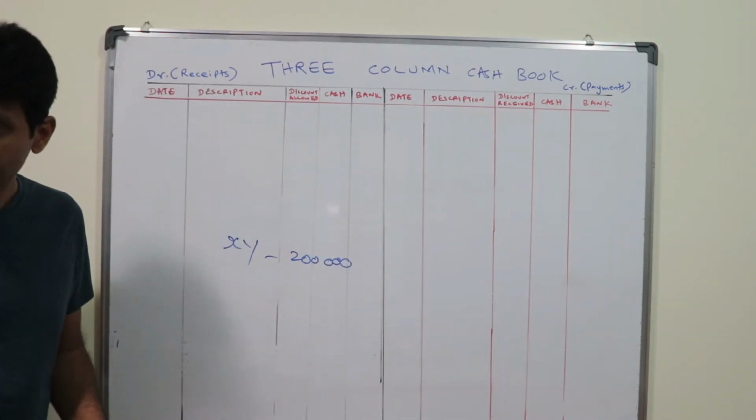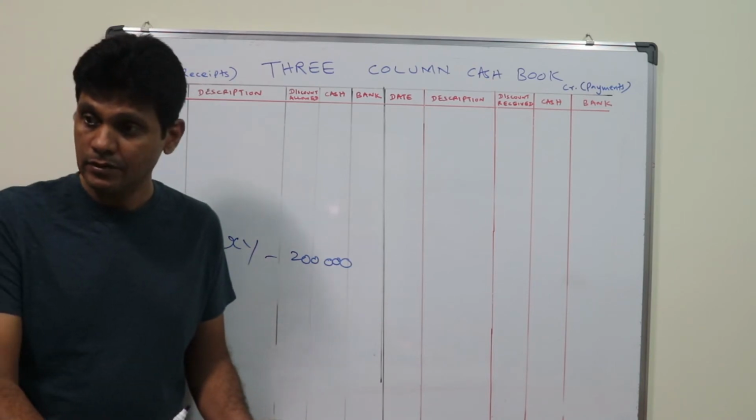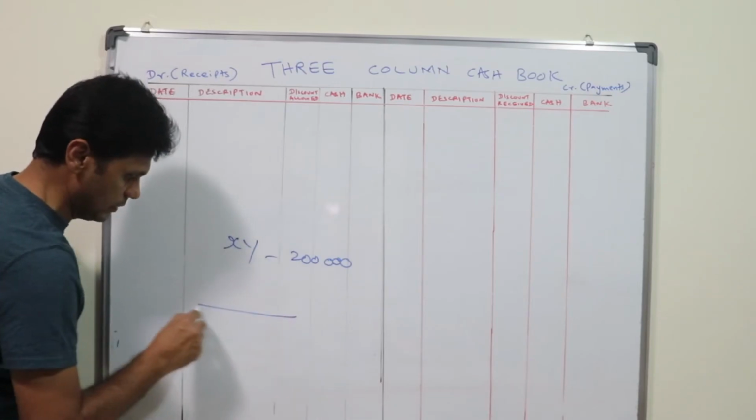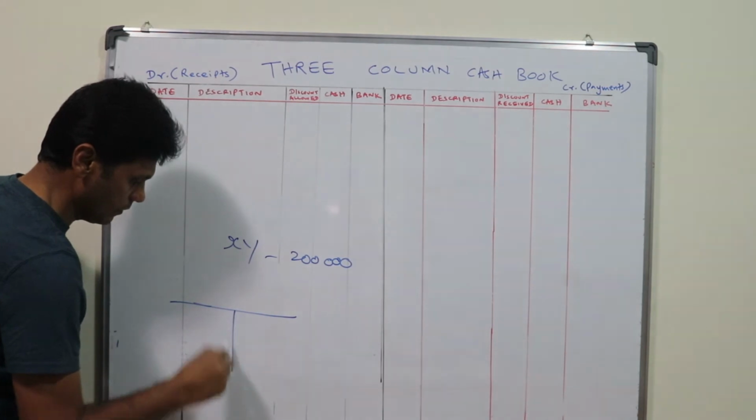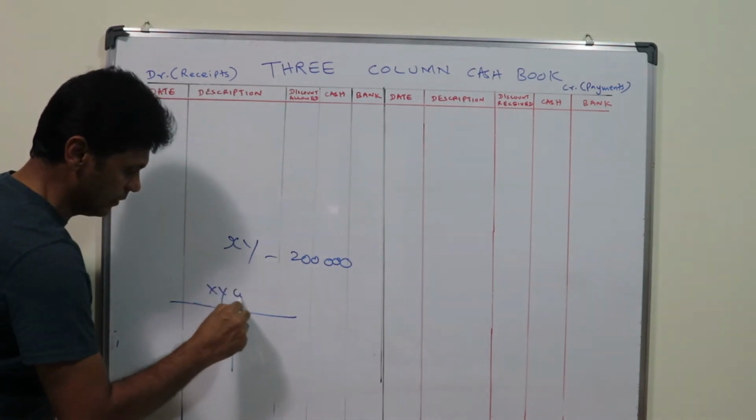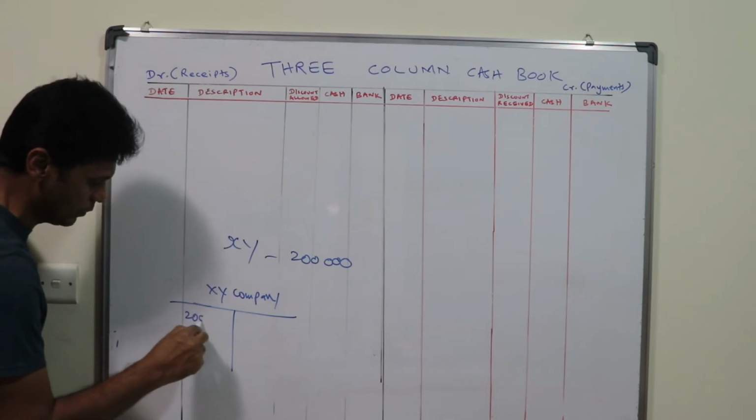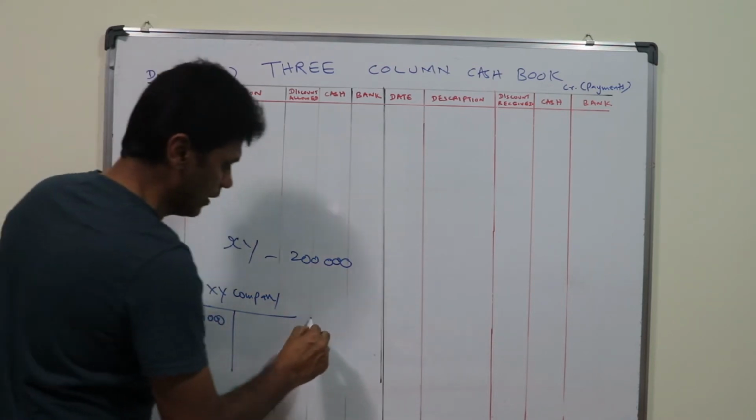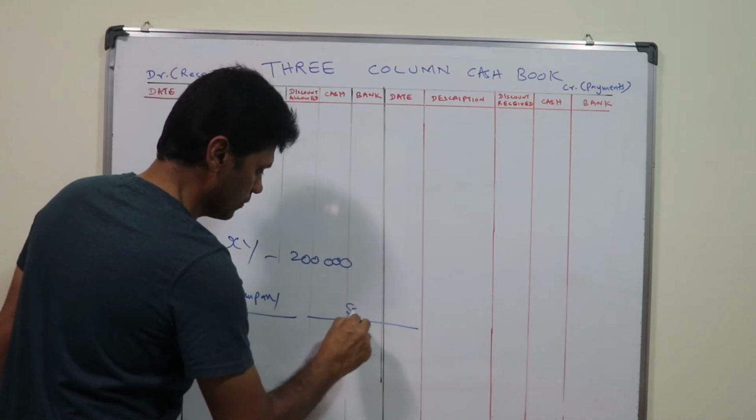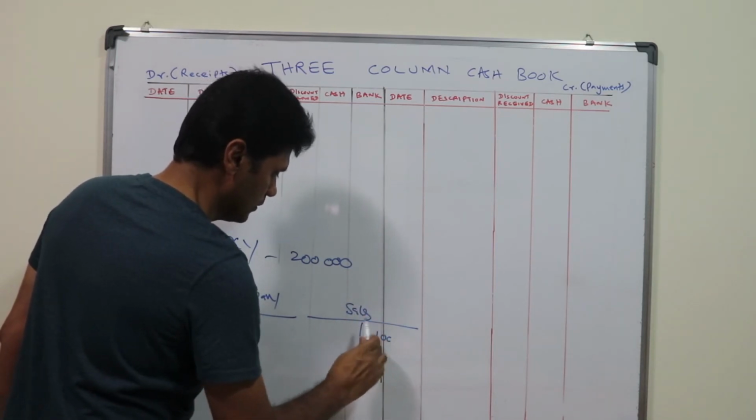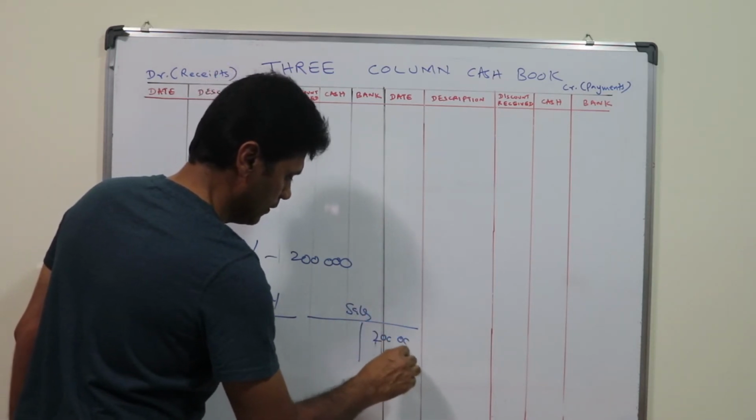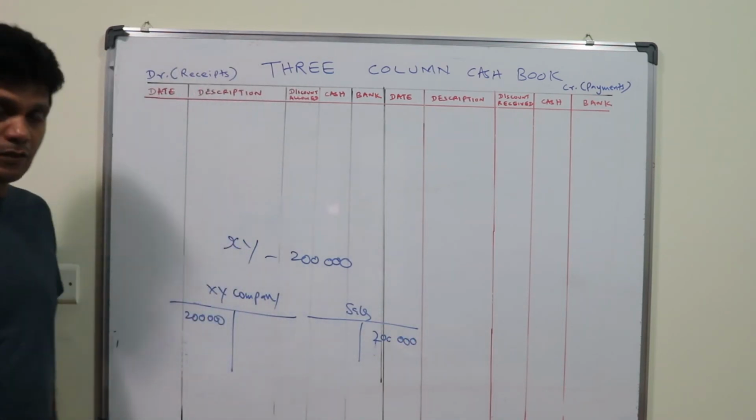What is the double entry when you sell goods? You debit XY company, your debtor, 200,000, and you will credit your sales account. See the double entry. This is how you record 200,000.